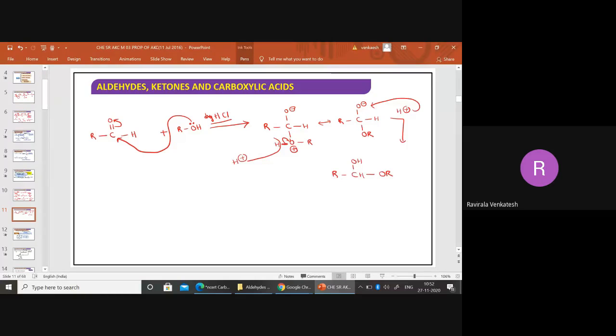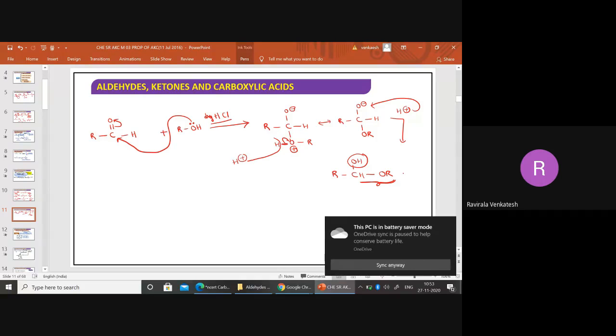Now again, this is having two functional groups. Which type of functional group is this, anybody? What functional group can we call that one? Ester. Very good. Ester linkage or ether linkage?